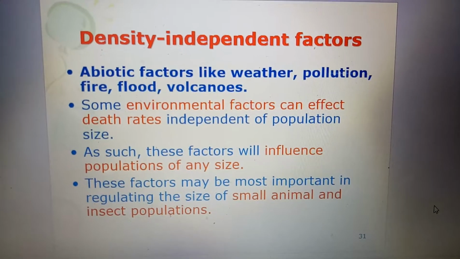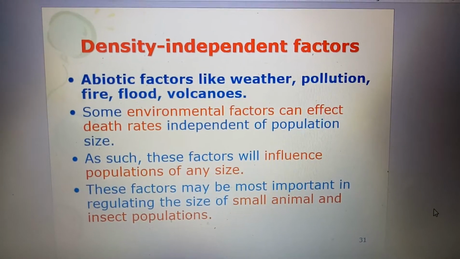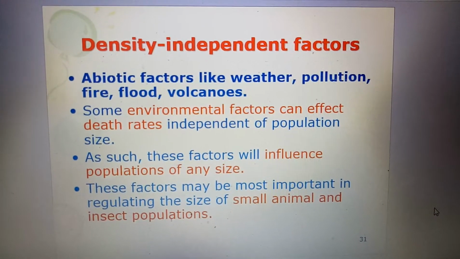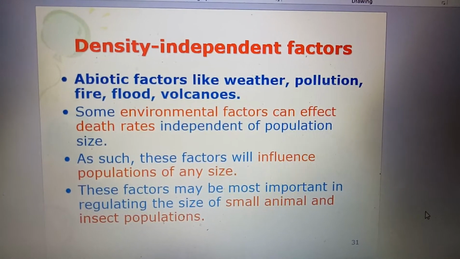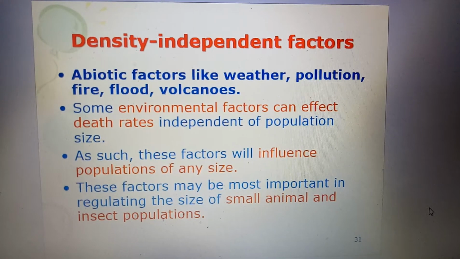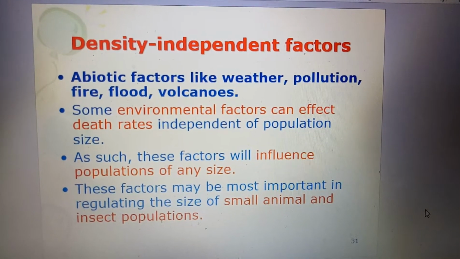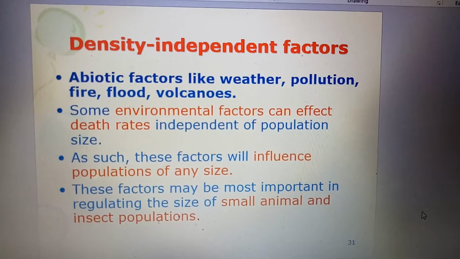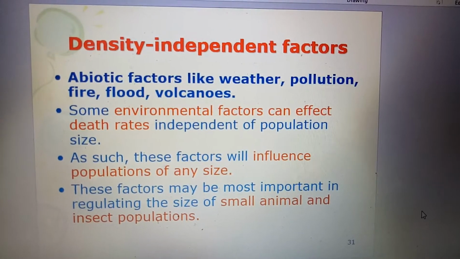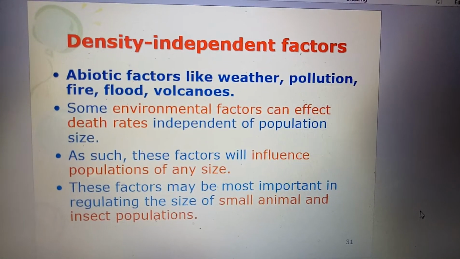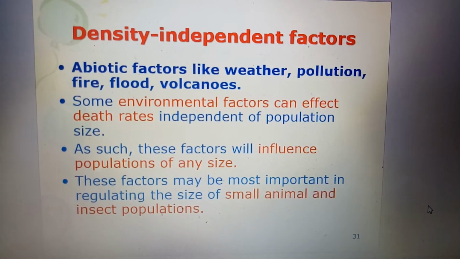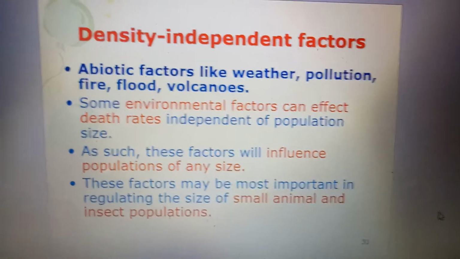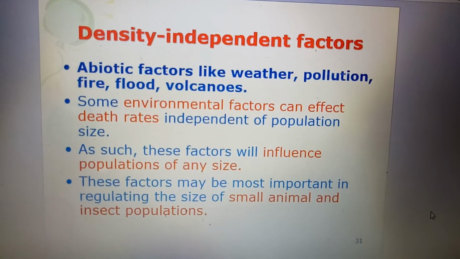Next are density independent factors. What are they? Again, these are abiotic, non-living factors, for example weather, pollution, fire, flood, and volcanoes. Some of these factors can affect death rates independent of population size. As such, they influence populations of any size. These factors may be most important in regulating the size of small animal and insect populations.